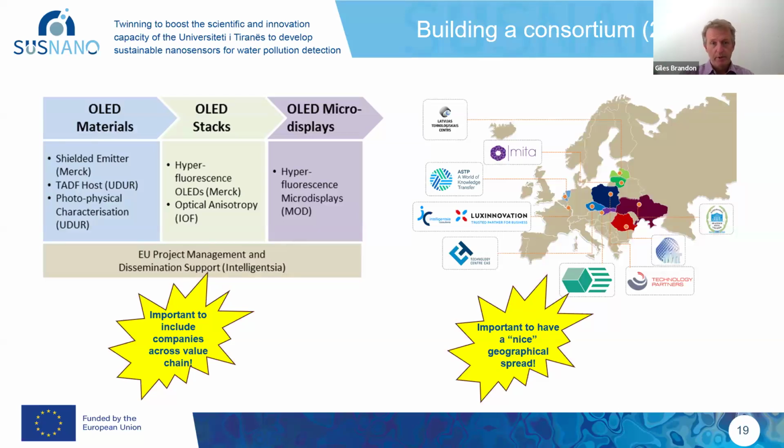Still, on this subject of building consortia, some other things to think about. In this slide, I'm giving examples of consortia from two very different types of projects. The one on the left was a project I had under Horizon 2020. It was all about the development of organic light emitting diodes for micro displays. It was a project which got funded, a 4 million research and innovation action.